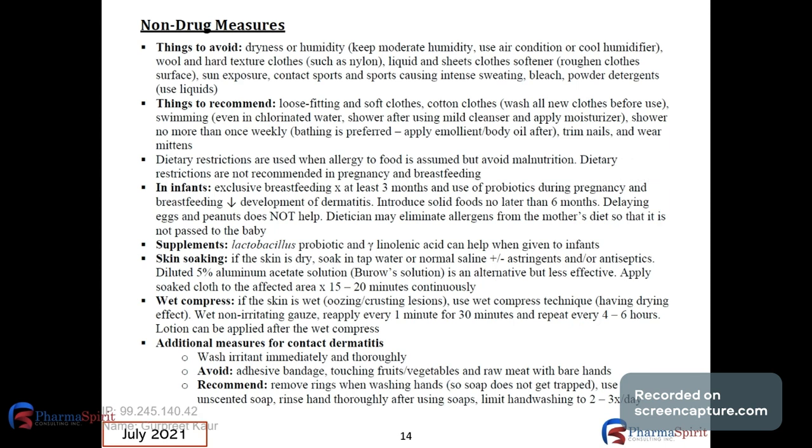And by keep doing this, the skin, if it's oozing, will dry. So we reapply every 1 minute for 30 minutes, and we repeat every 4 to 6 hours. And lotion can be applied after the wet compress.